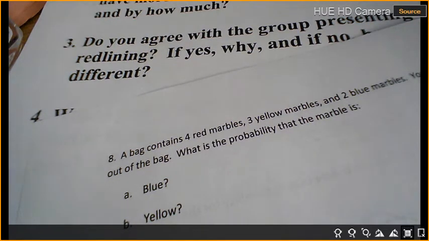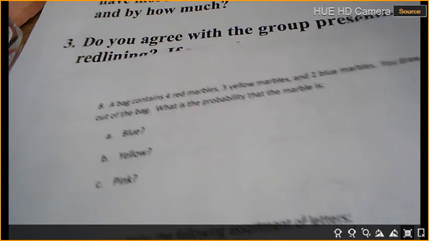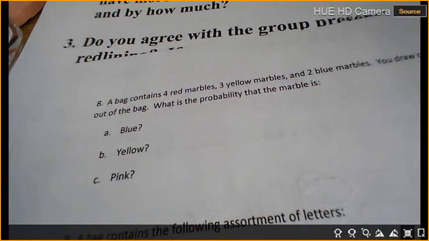Okay, I'm going to do, I think, number 8, and then I'll try one from number 12. So I'm just going to do 8 and number 12, and then I'm going to leave the rest for you guys, unless you have a question about one of them. So number 8, a bag contains 4 red marbles, 3 yellow marbles, and 2 blue marbles. You draw 1 marble out of the bag. What is the probability that that marble is?